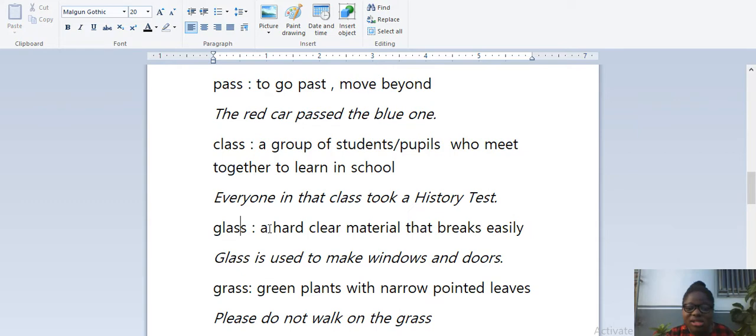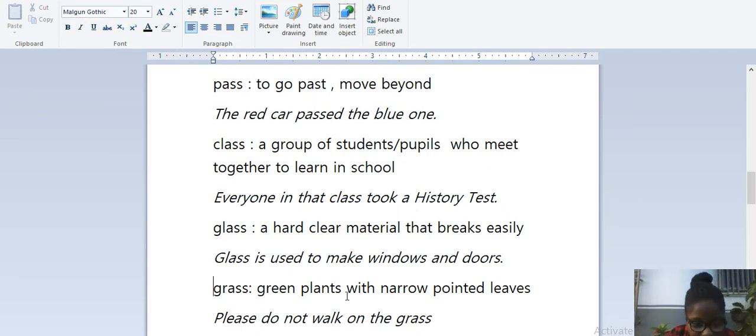Glass. Now glass is a hard, clear material that breaks easily. Glass is used to make a lot of things. Let me just take the sentence over here: Glass is used to make windows and doors. That's our sentence. You all know glass is used to make doors, windows, bottles, plates, cups. So glass is any hard, clear material that breaks easily. You all know glass. All right, let's move on.